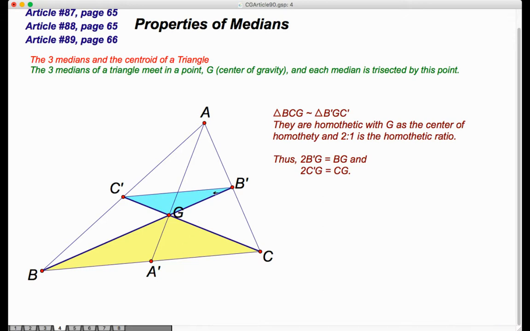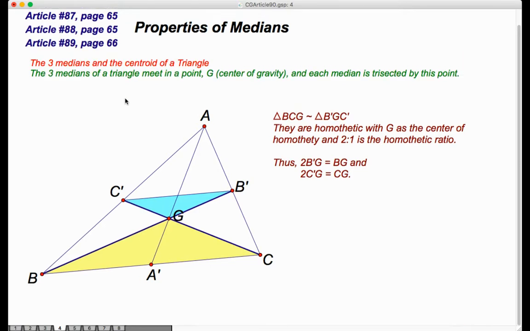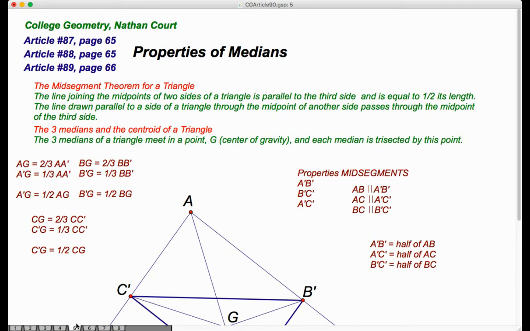And because the homothetic ratio is 2:1, then we know that 2B prime G is equal to BG, and also 2C prime G is equal to CG. Thus, we finish it, okay? So that's what theorem 88 and 89 is. And G is called the centroid of the triangle. But there are other things that we can discuss.